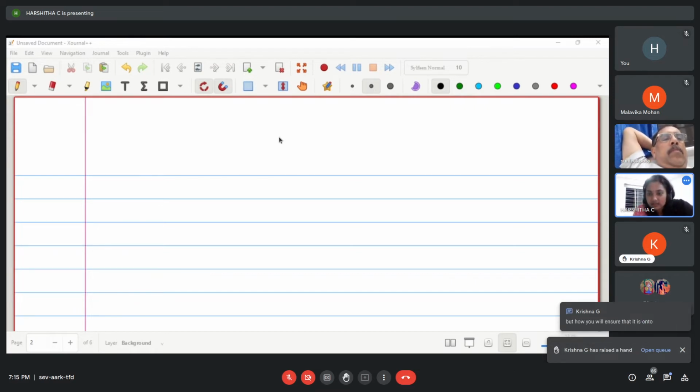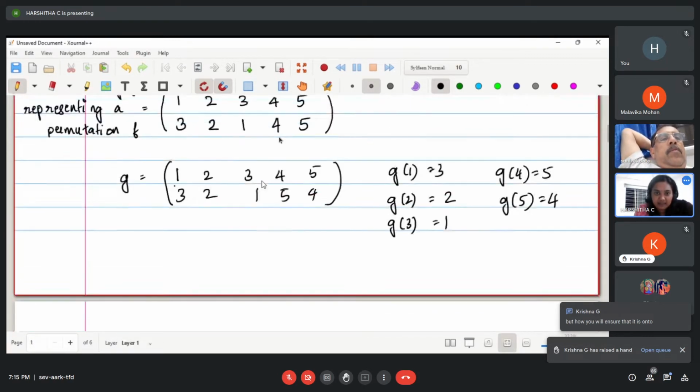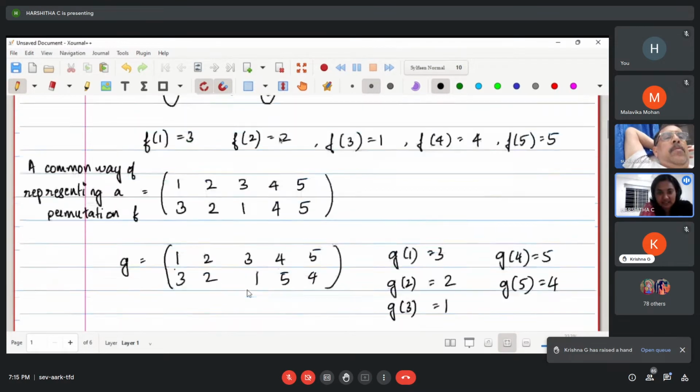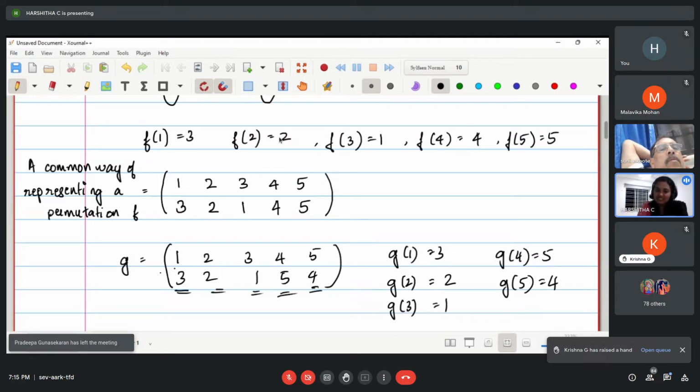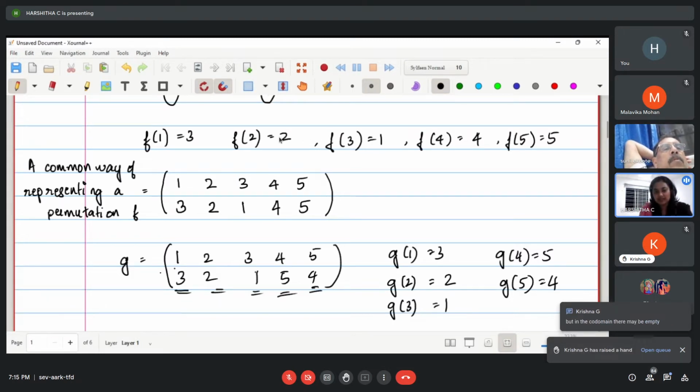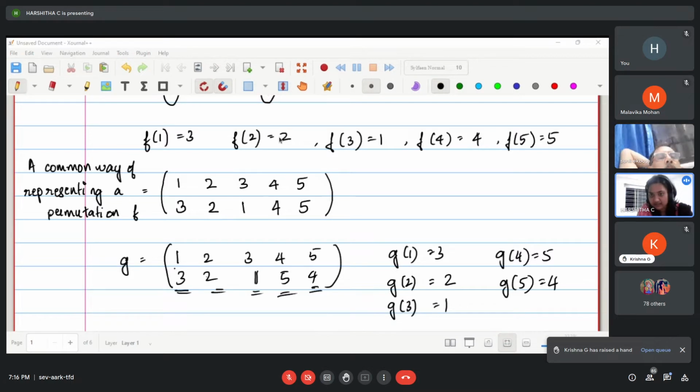Is there any question? But how will we ensure it is onto? See, one thing is if each number appears only once, then it has to be onto, right? Because we are in a finite set. So you have 5 numbers and you have 5 places. If each number occurs once, then all the numbers have to come, right? There are 5 students and you have 5 benches. If you make the 5 students sit in the 5 benches, all the benches will be occupied. So it has to be onto. Otherwise, you can manually check 1, 2, 3, 4, 5. All of them have appeared. I hope that answers your question.